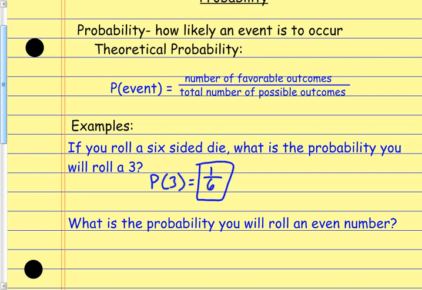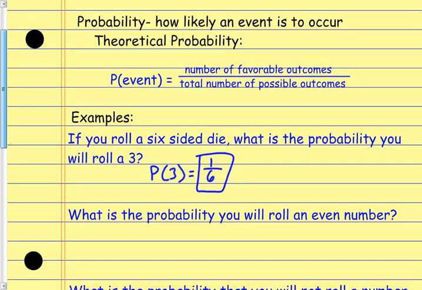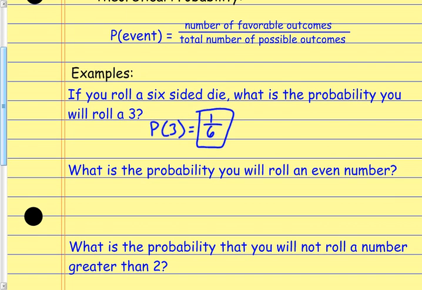Okay, so it's 1/6. If I look at the next one, it says, what's the probability you will roll an even number? Okay, so an even number. So this time I want the probability that I'm going to roll an even number. So I think about how many even numbers are on a 6-sided die. I've got a 2, a 4, or a 6. So there are 3 options for rolling an even number. There's still 6 total possibilities when I roll that die. And now I'm going to reduce the fraction to 1/2. All right, very simple stuff.